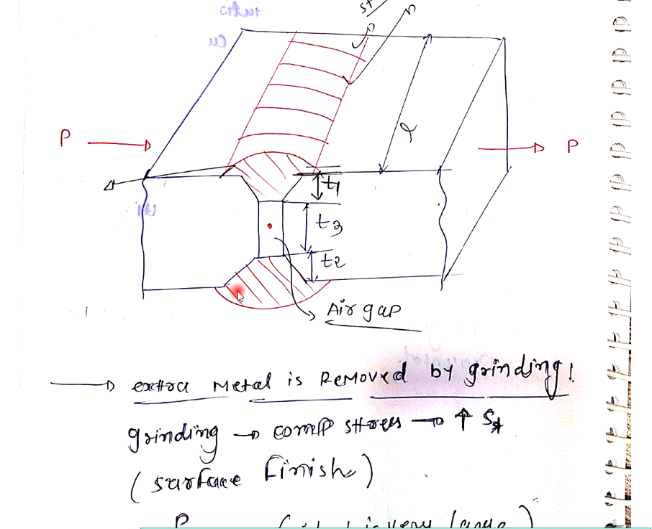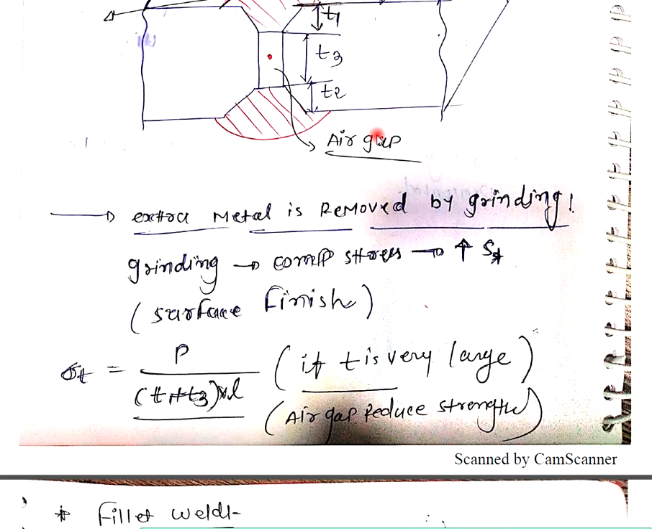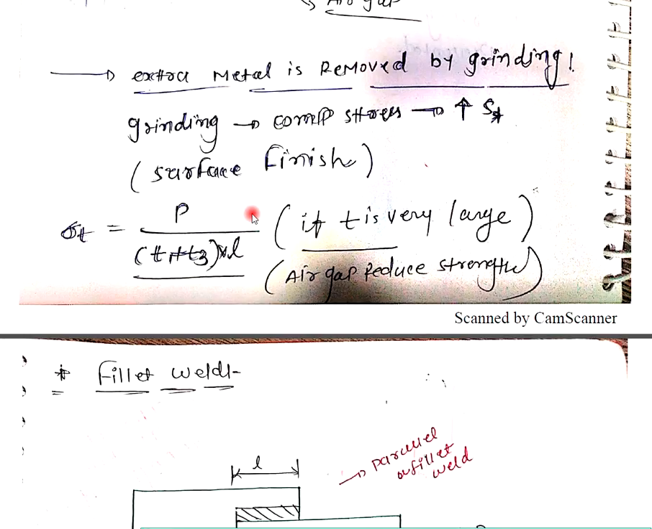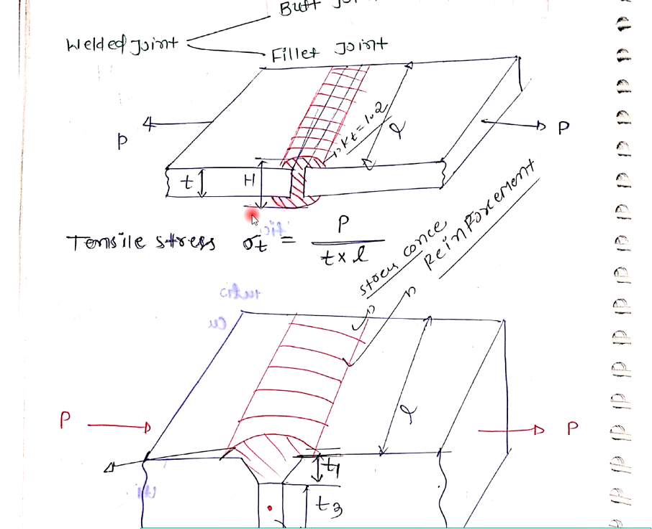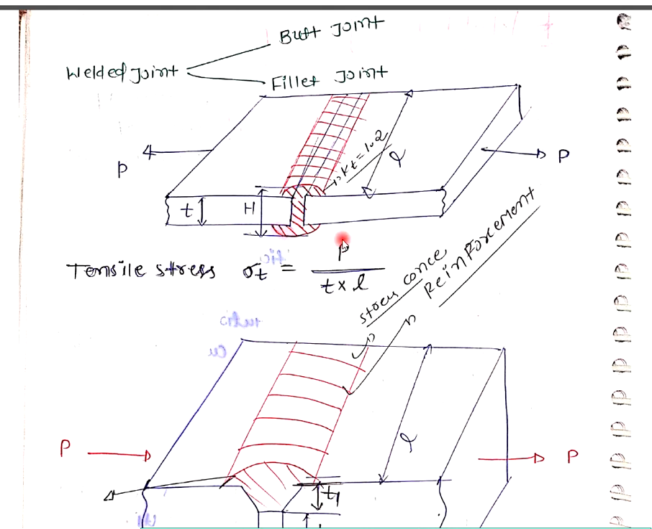So what is my sigma T here? Sigma T is considered where our welded area is. So I can say P upon (T1 plus T2) into L. Here we are not considering T3 because there is no welded portion. So our area will be only (T1 plus T2) into L. That is the simple type of butt joint. Whenever they ask about the stress concentration or load bearing capacity of a butt joint, you can calculate it by this simple equation.